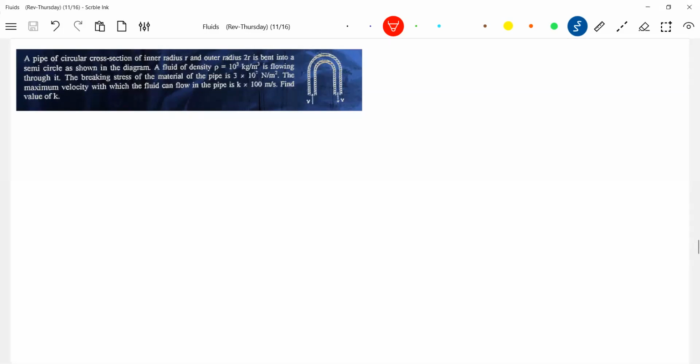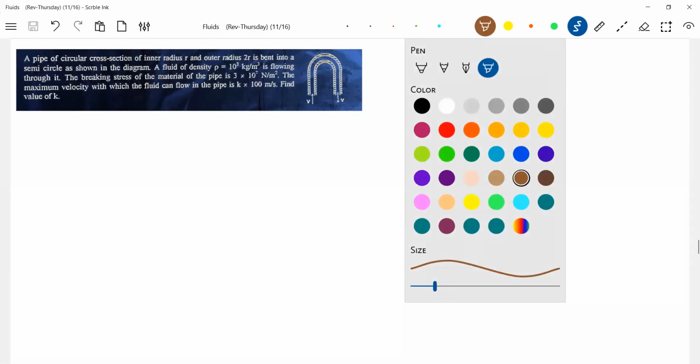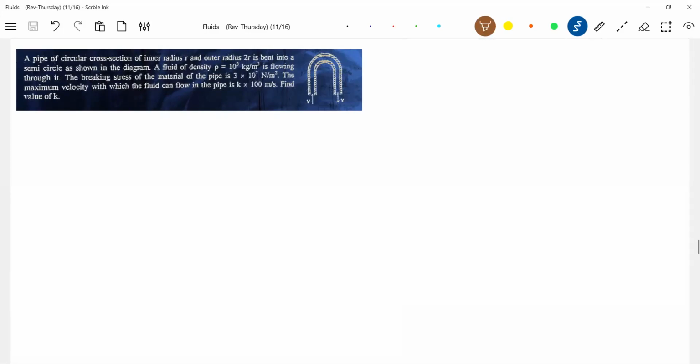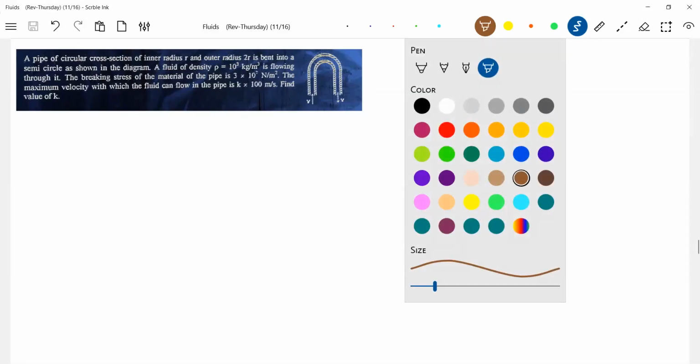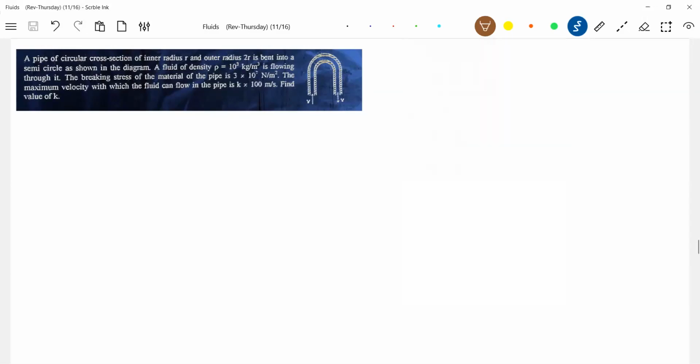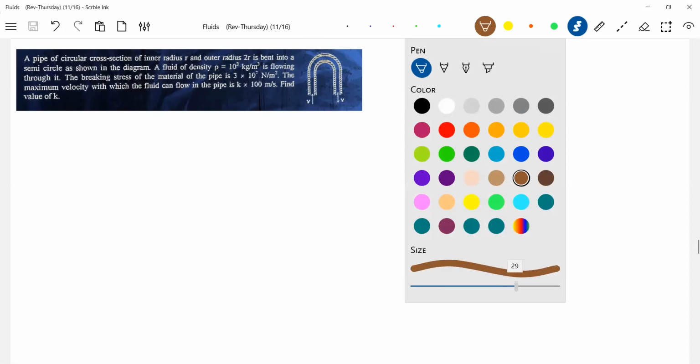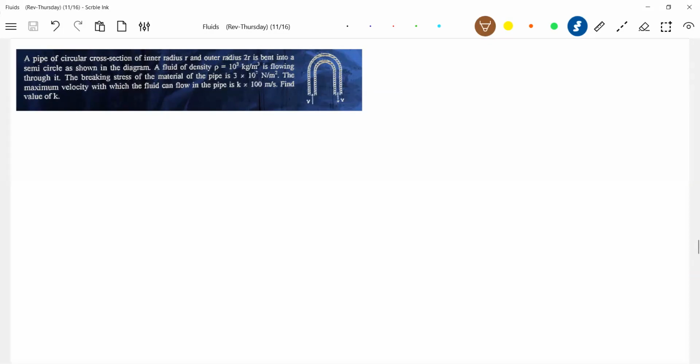Inner radius R, outer radius 2R. I think this sentence is very important. So it's a thick pipe. Yes, it's a thick pipe. Okay, let me show that.